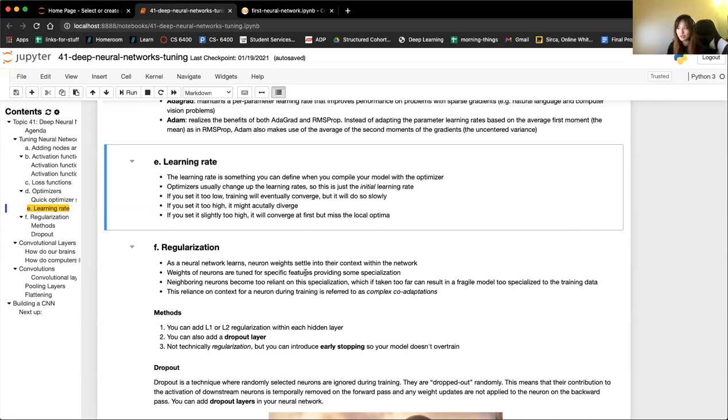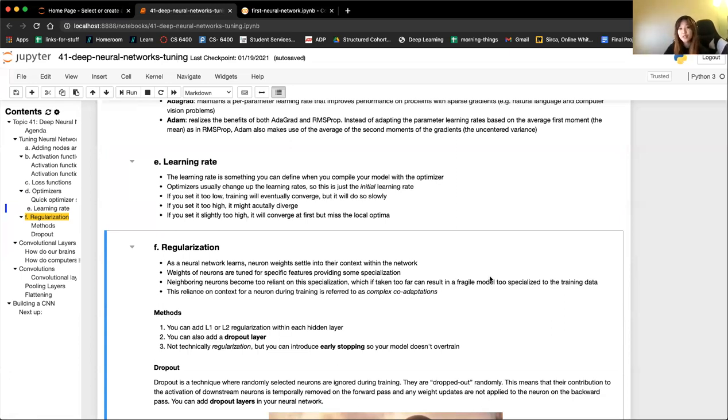So just by the nature of there being so many parameters to tune, weights of neurons start to get tuned for specific features, and they actually have this specialization. Neighboring neurons will inevitably become very reliant on specialization because, as you keep learning and over-learning a specific thing, it can be taken too far and result in a fragile model too specialized to the training data. Just for some lingo, the reliance on context for a neuron during training is referred to as complex co-adaptation. So if you ever hear that phrase, that's what's happening.